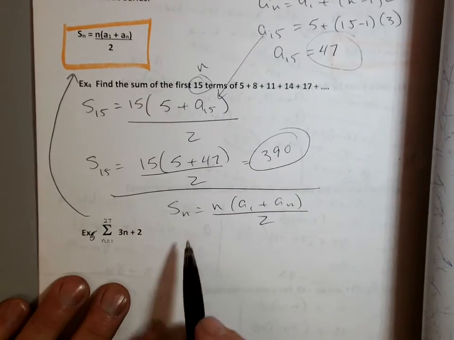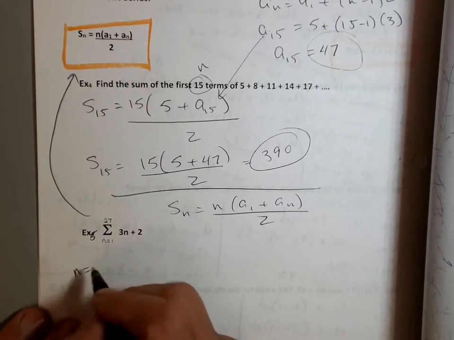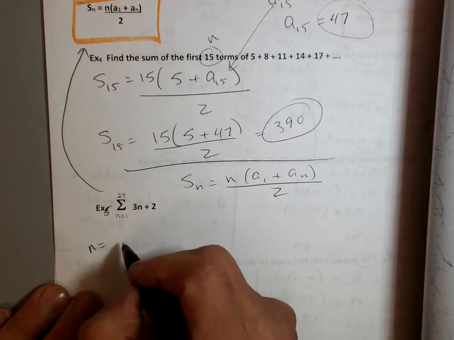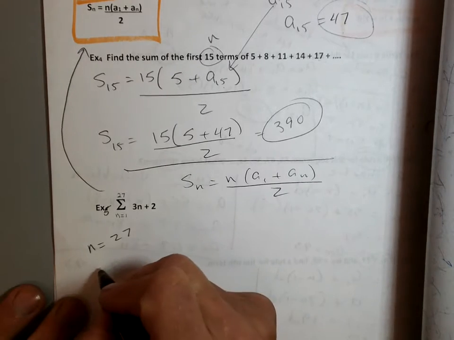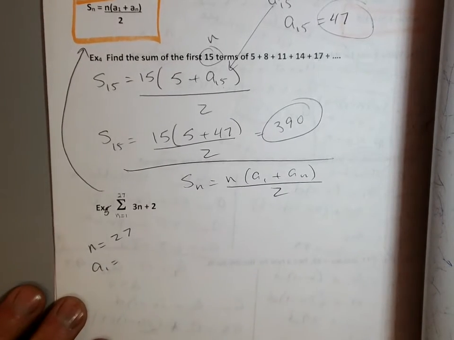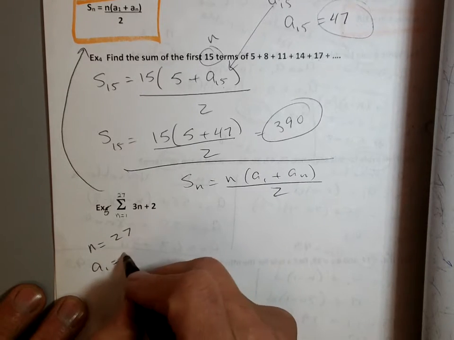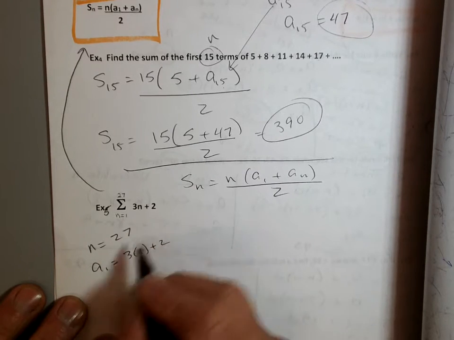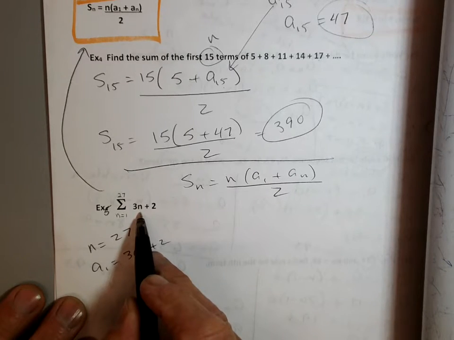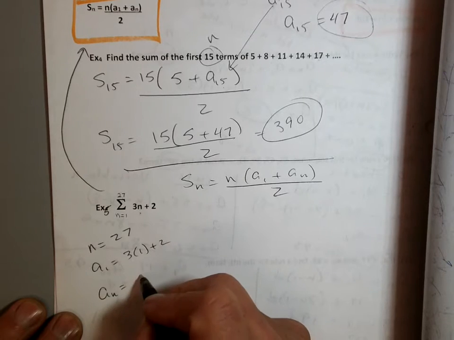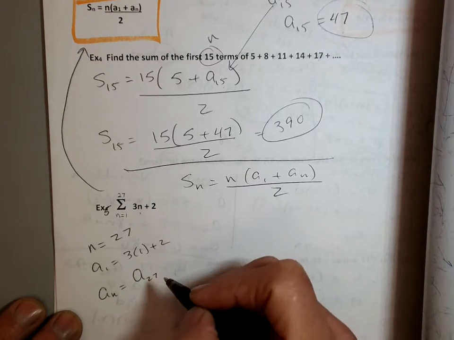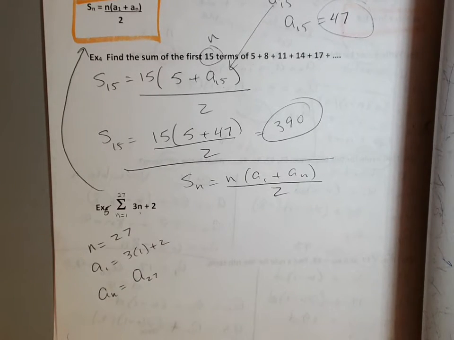So first of all, n. How many terms are there? What's n? 27. Yes, because we're going to plug in 1 through 27. There's 27 terms. Capiche? Okay. A1. What's A1? 5. Yes. How'd you get 5? Just add 3 times 1 plus 2. We just plugged in 1, right? You guys agree? A of n is really, in this case, A of 27, because that would be our last term. Okay? Does that make sense?